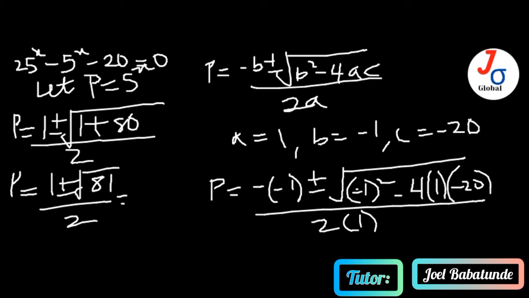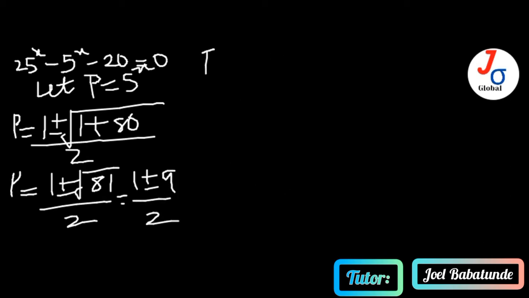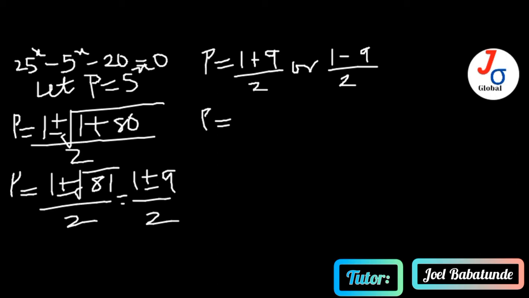And so I got 1 plus or minus square root of 81, which is 9, divided by 2. Then p becomes 1 plus 9 over 2, or 1 minus 9 over 2. So these are the values of p. So 1 plus 9 is 10, 10 divided by 2 is 5. Or 1 minus 9 is minus 8, divided by 2 is minus 4. So the value of p is 5 or minus 4.